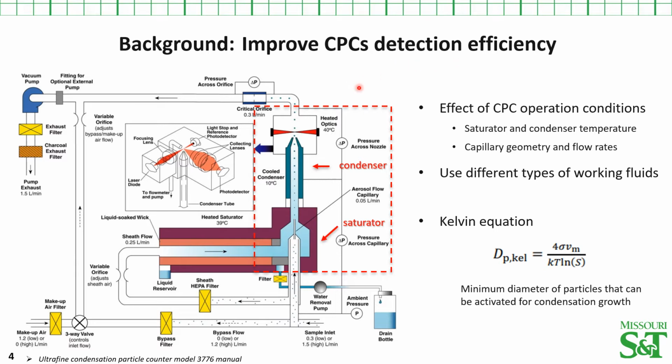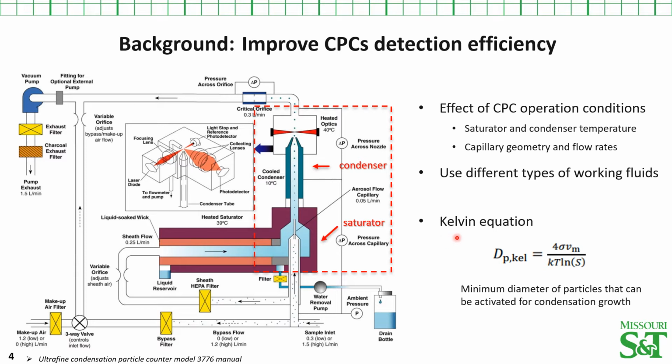The diagram of working theory has been shown in the picture, which mainly comprises a condenser and saturator in the CPC. Based on CPC working theory, there are two major parts that can impact CPC detection efficiency. One is the operational factors like temperature. Another is working fluids. And another question is how can we evaluate detection efficiency?